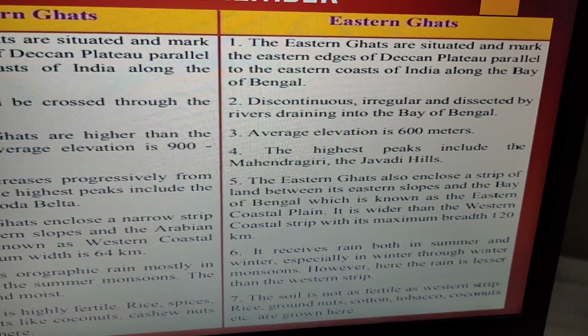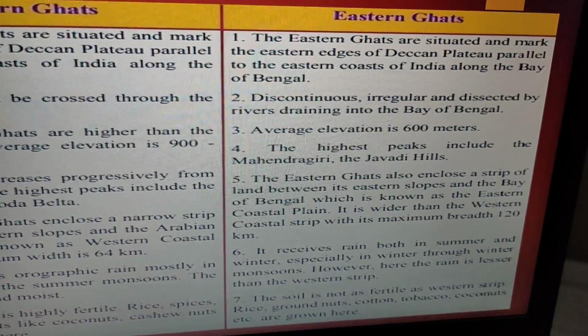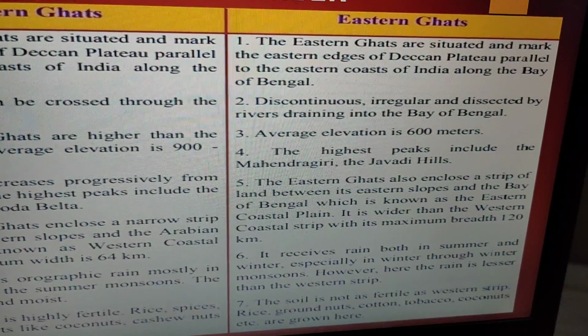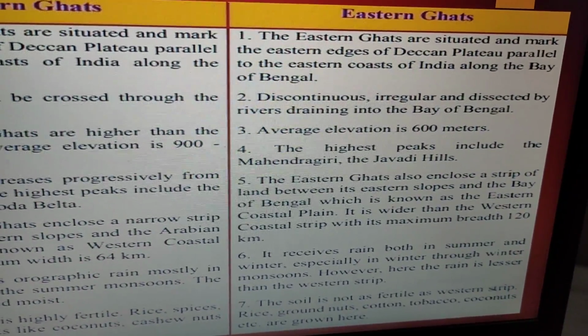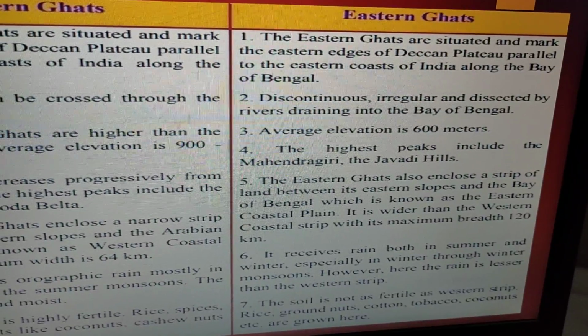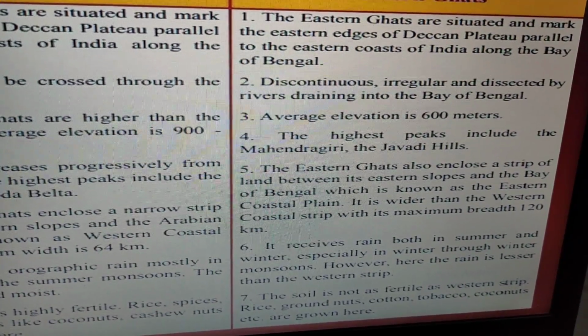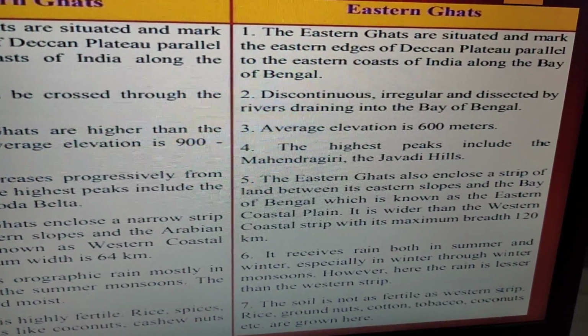The Eastern Ghats are situated on and mark the eastern edge of the Deccan Plateau, parallel to the eastern coast of India along the Bay of Bengal. They are discontinuous, irregular, and dissected by rivers draining into the Bay of Bengal. Average elevation is 600 meters. The highest peaks include Mahendragiri and the Javadi Hills.